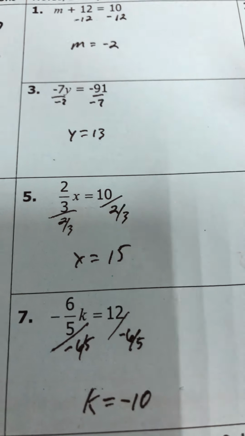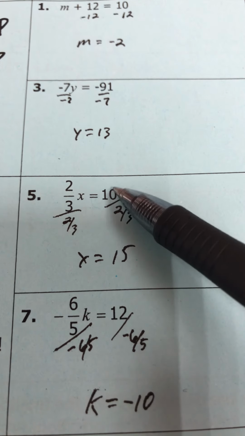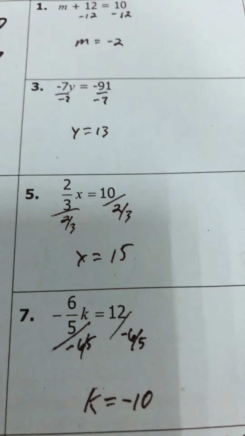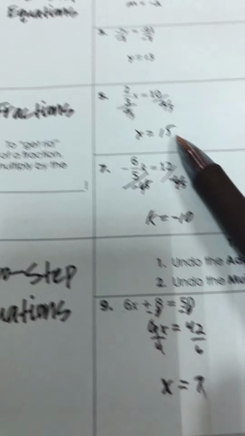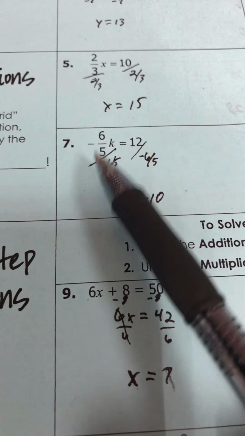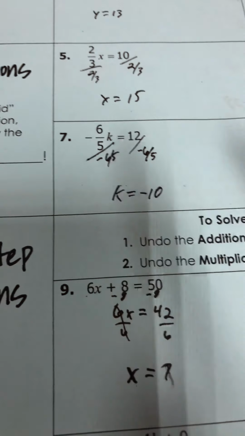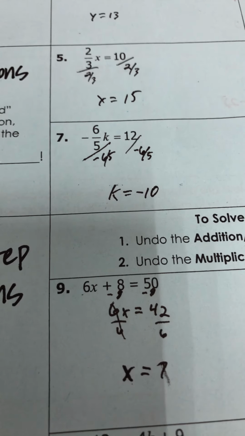Remember, a fraction is a division problem. I'm going to divide by 2/3. Remember, when you divide by 2/3, you multiply by the inverse, so 10 times 3 is 30, divided by 2 would be 15. So x is 15. And then I'm dividing by -6/5. I just did this in my calculator. 12 divided by -6/5 gives me -10.